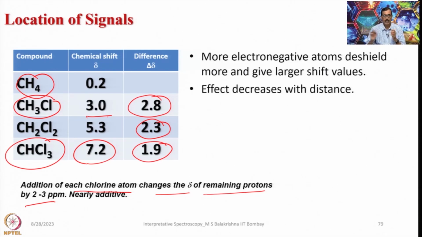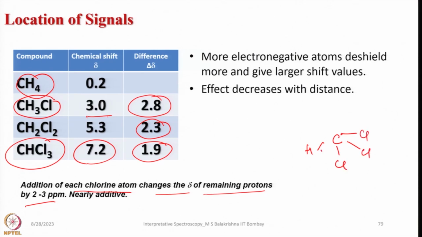So then the effect decreases with the distance. So here these chlorine atoms are 2 bonds apart. If I write like this, 1 and 2 bonds apart. So the effect decreases as the distance between these increases. So the effect decreases as the electronegative atoms are moving farther from the nucleus we are considering.